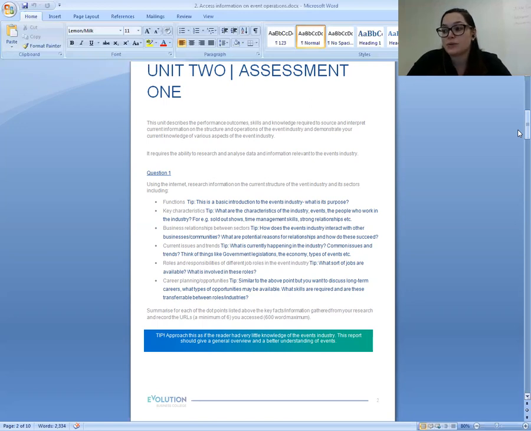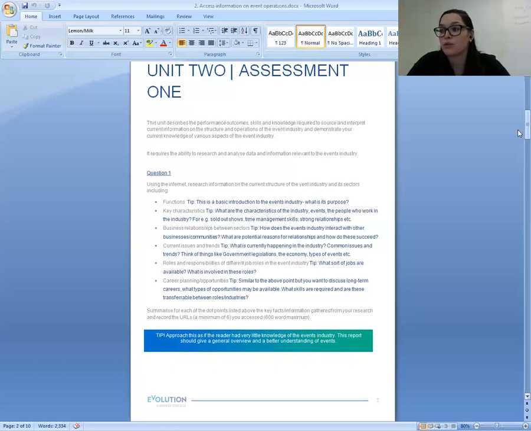The business relationships between sectors. You just want to really have a look at how the events industry interacts with any other businesses or communities. So if you have a hallmark event, so it happens at the same time every year in a specific environment or community or something like that, what's the relationship that they have with that community? Is it a sentimental value? Do they provide more tourism for a specific area? Is it local employment opportunities that they're offering and that's helping boost the economy for that particular area? What are the relationships here?